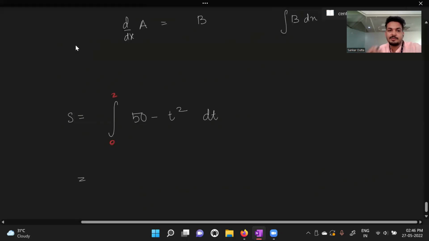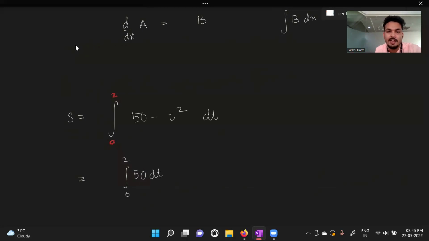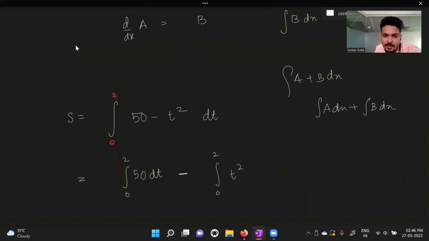From here, first do the integration as it is. First the integration from 0 to 2 of 50 dt. Again, the addition rule is valid here also. I didn't specifically tell you, but if you have a plus b and you have to integrate the whole of this, you can first integrate a and then add the integration of b later on. That is pretty easy, so I didn't mention it. From here, subtract the integration from 0 to 2 of t square dt.